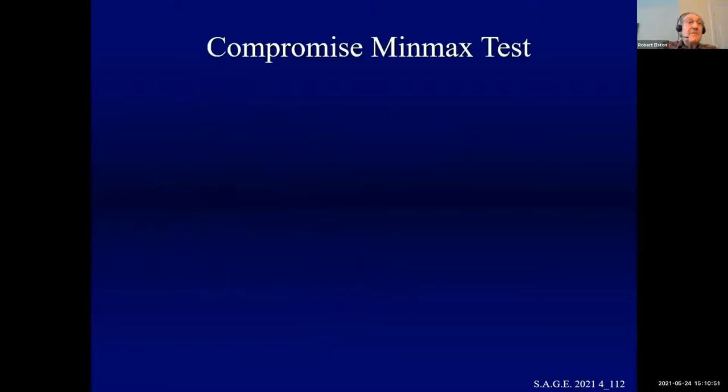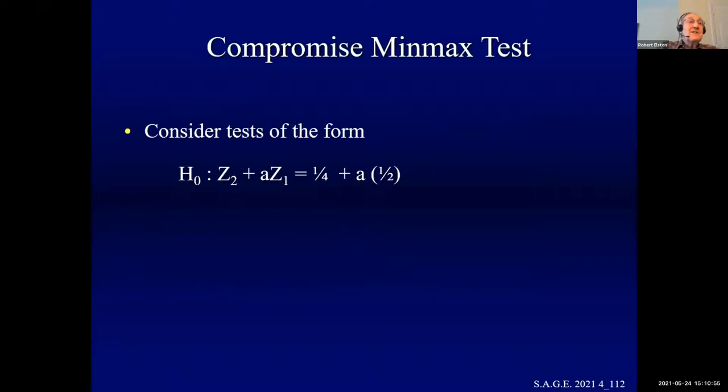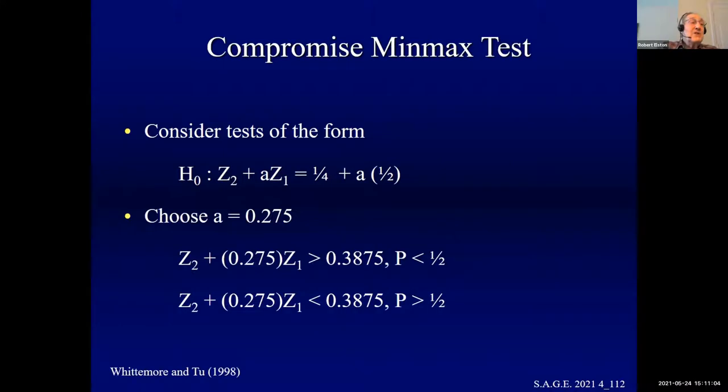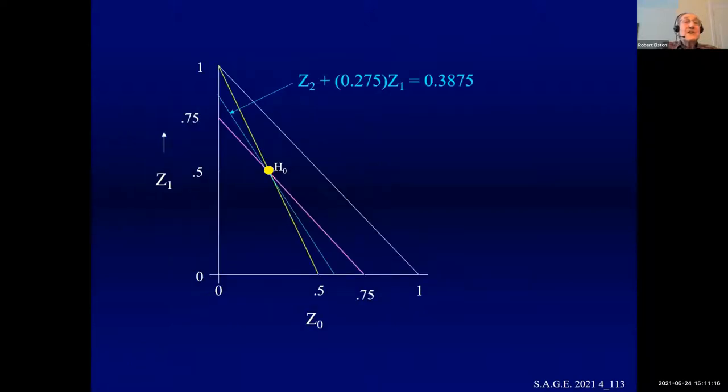So for the compromised min-max test, we consider tests of the form Z2 plus a Z1, which is a quarter plus little a times a half, and we choose little a as 0.275. We get these quantities that are less than or equal to half. Now, let's look at this triangle. The mean tests in SIBPAL test membership to the left of the yellow line. The proportion test tests membership to the left of the purple line. And the blue line is min-max, somewhere between the two.